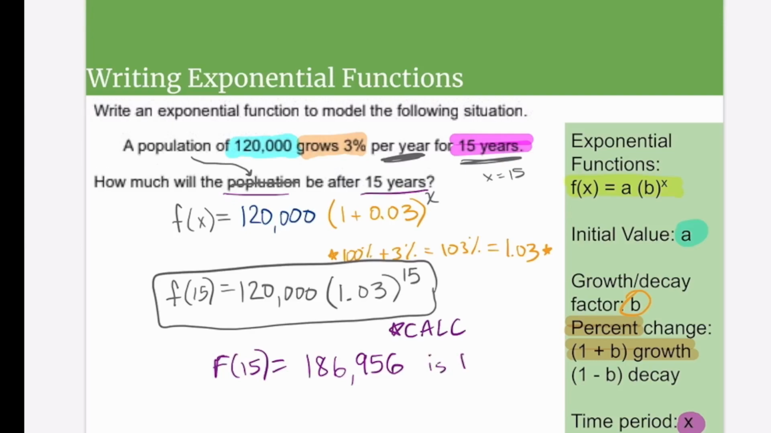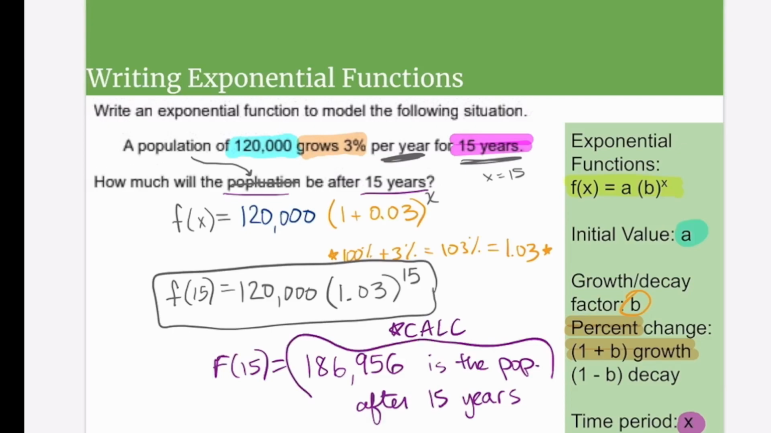How much will the population be after 15 years? So that is the population after 15 years. Word problems should always get word answers. That'll help you as you go through your math classes.